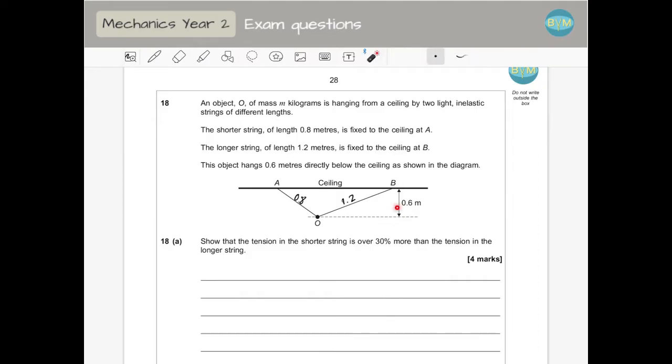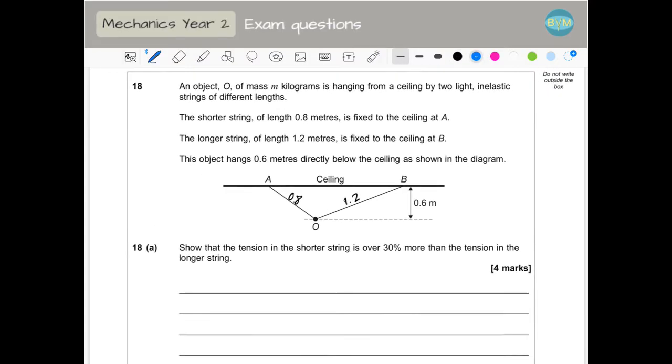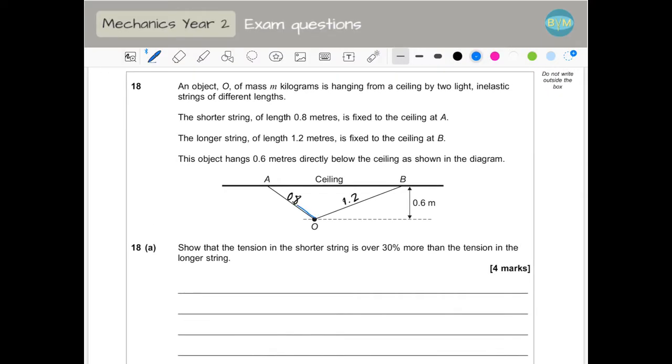The object hangs 0.6 meters below the ceiling, so that the tension in the shortest string is over 30% more than the tension in the longer string. Tensions are going to be different, not like in other questions where you have a bead and the same string going through both, because the strings are different. So this is TA, and I'm going to call this TB, and I have to show that TA is over 30% more than TB.